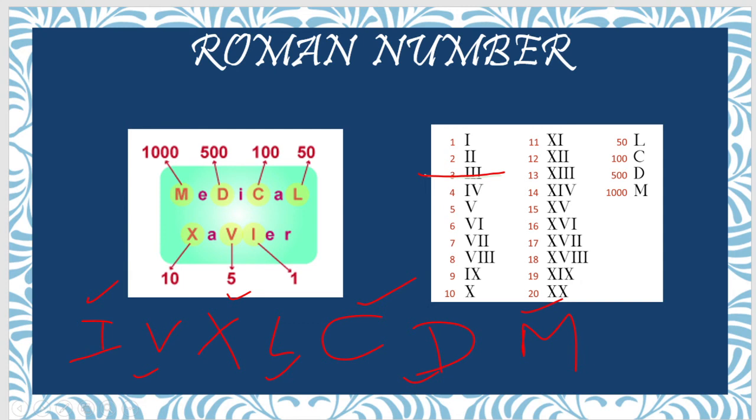And the mnemonic for this is Medical Xavier. What is this mnemonic? Children, there is one problem that we are not able to learn these numbers. You'll say, ma'am, we know this is written in the book, but we are not able to. So today I'm just telling you the mnemonic for this. And the mnemonic for this is that you have to learn Medical Xavier.